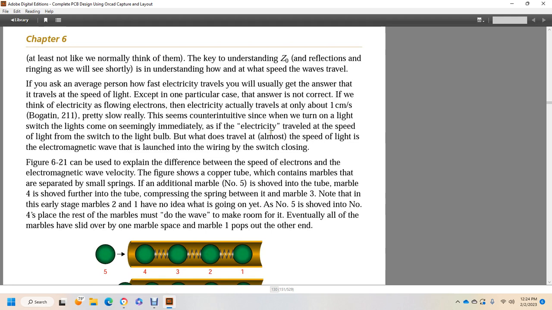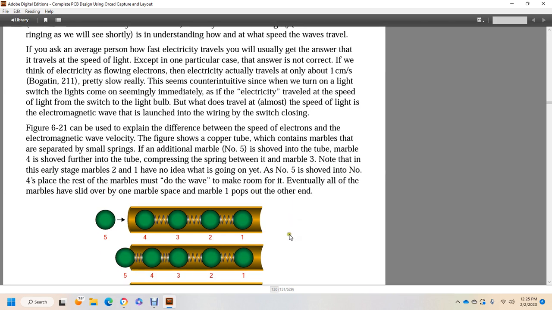Figure 6.1 can be used to explain the difference between the speed of the electron and the electromagnetic velocity. The figure shows a copper tube which contains marbles separated by small springs. An additional marble, number 5, is shoved into the tube, pushing marble 4 further into the tube, compressing the spring between marbles 4 and 3. At this early stage, marbles 2 and 1 have no idea what is going on yet. The wave moves through the rest of the marbles, but eventually all of the marbles have slid over one marble space, and marble 1 pops out of the end.